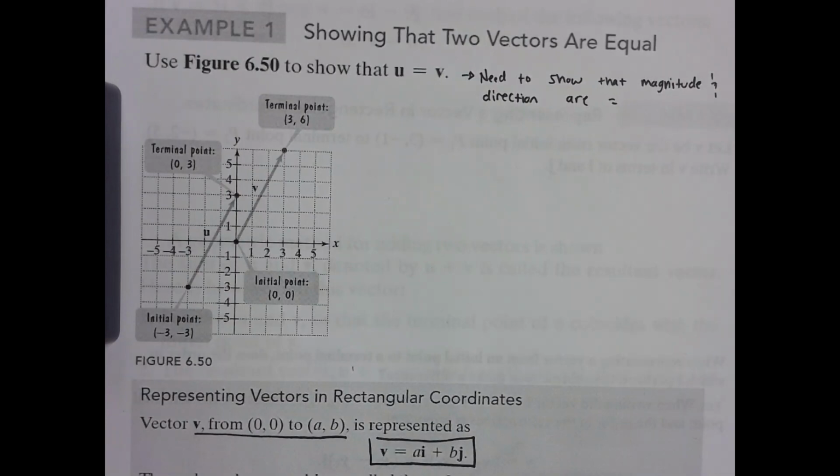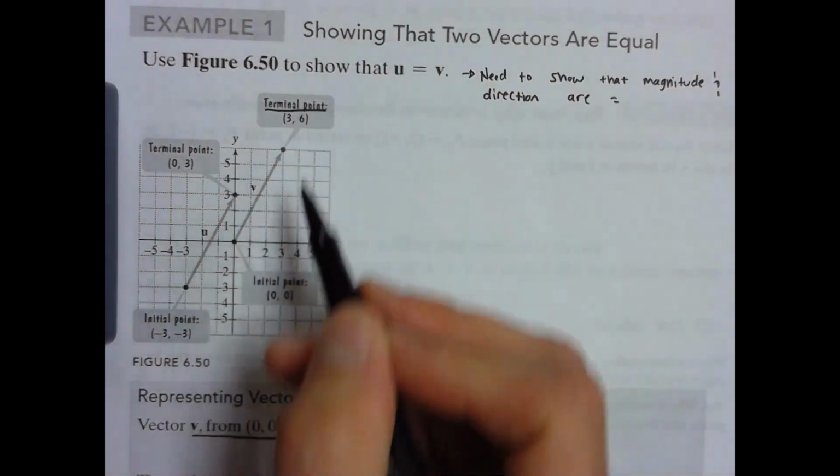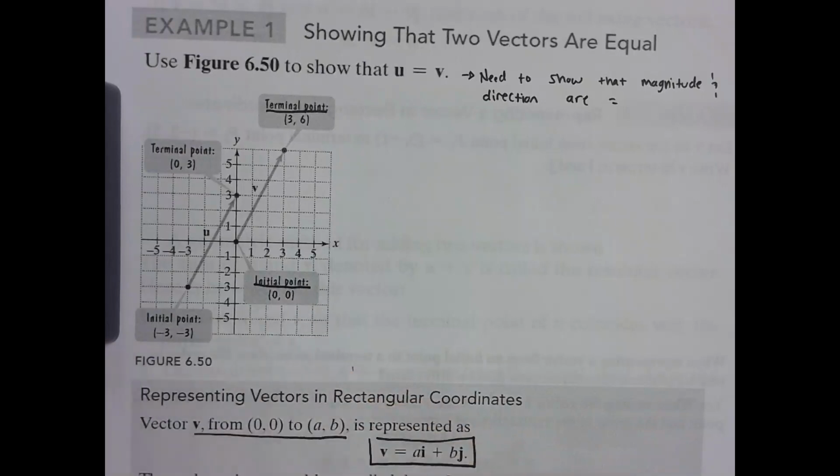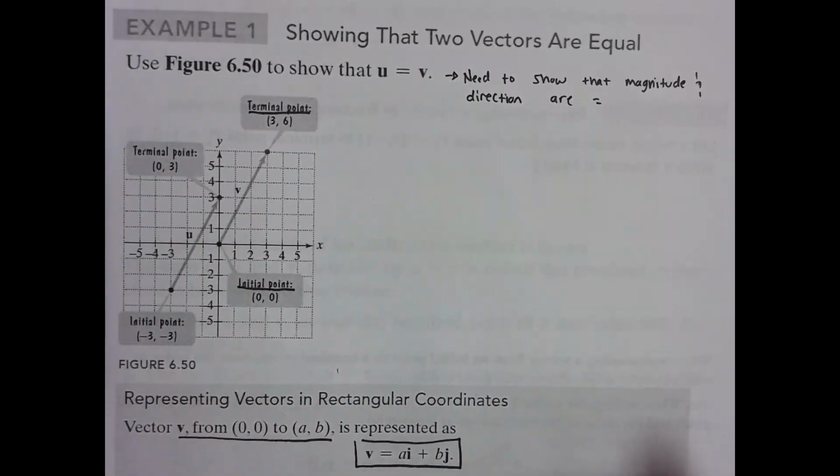Now with these vectors, there's a terminal point as well as an initial point, just like when we draw angles. Angles have an initial side, the side that doesn't move, and the terminal side, the side that does move. So initial point and then terminal point being that end point. The first thing we'll work through is showing that the magnitudes are the same.